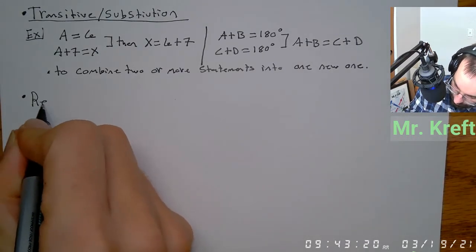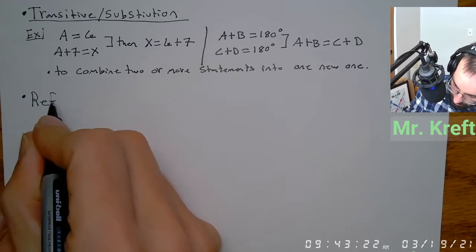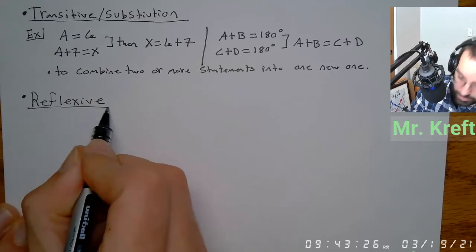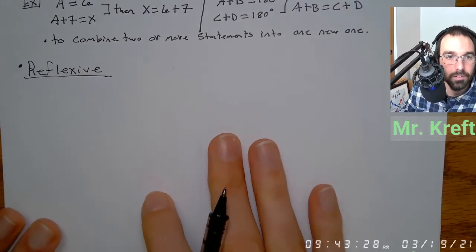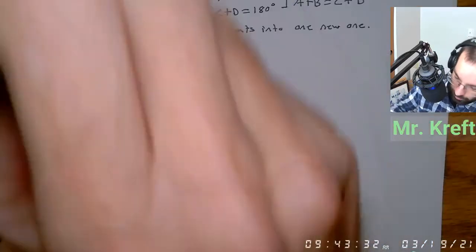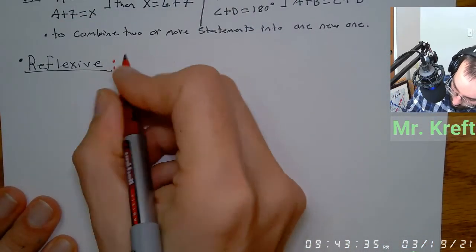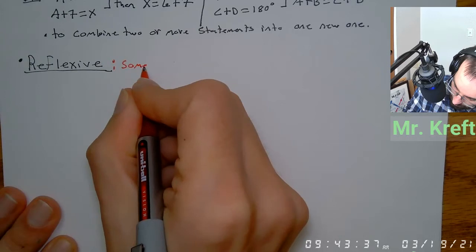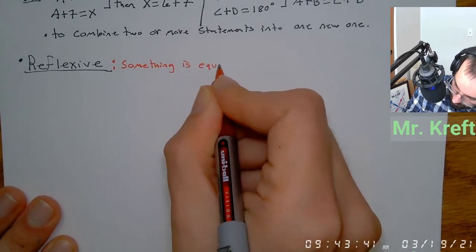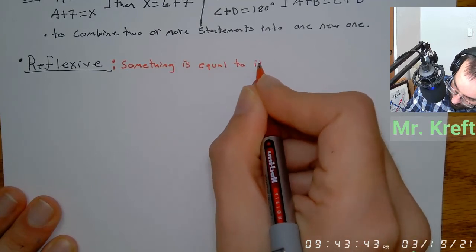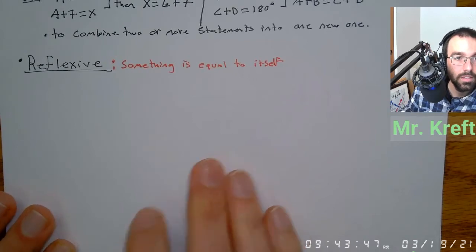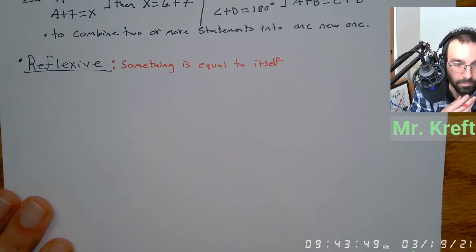All right, reflexive. So this is going to be another big one. We didn't really use reflexive in first semester, but we talked about it. It's going to be really big in the second trimester. So what is reflexive? Reflexive is when something is equal to itself.